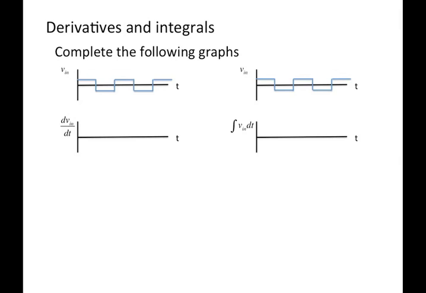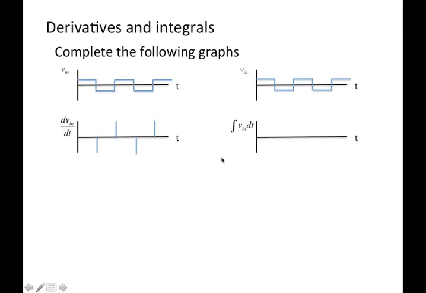So again, the derivative is really just going to be the change, and so when does the square wave change? Well, only when it makes a transition. And so if we take the derivative, we're really just going to get some kind of delta function, a negative delta function, a positive delta function, negative delta function, depending on the slope of the square wave.